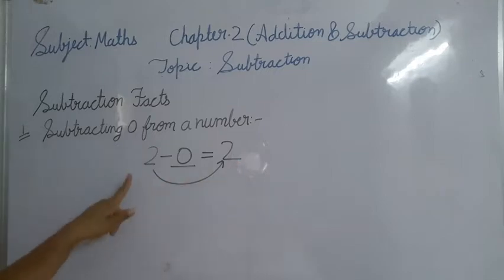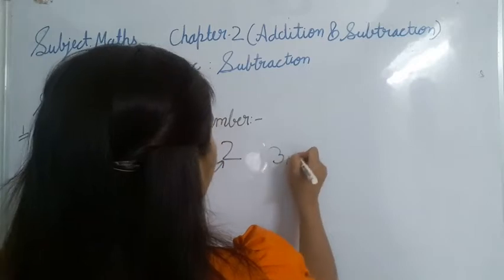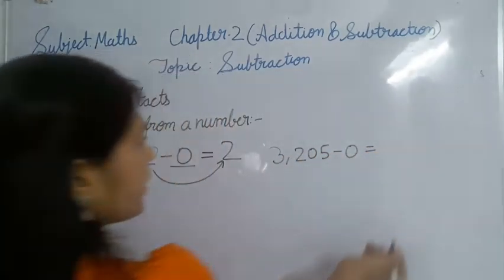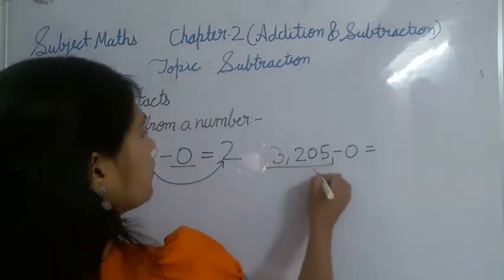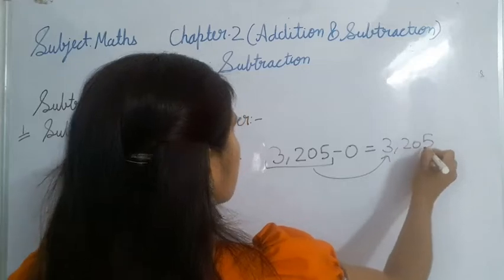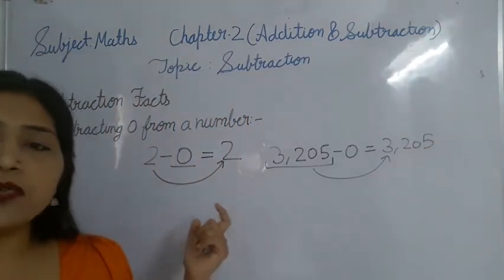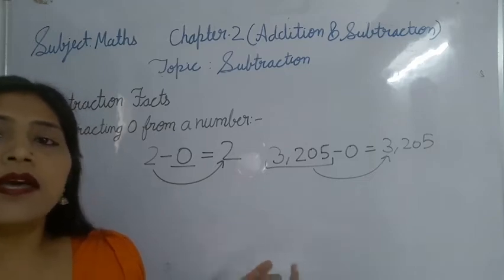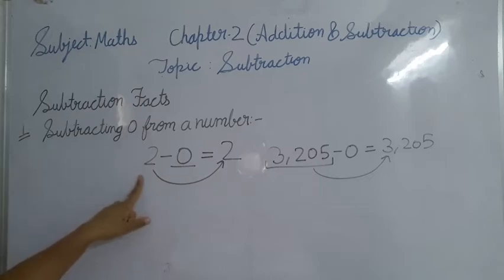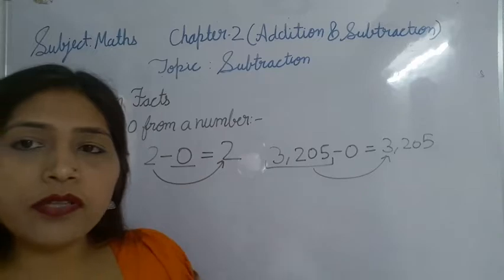Okay, so it is applied for the bigger number also. If I am writing here 3205 minus 0, so you will get the same number here, 3205. Like addition, in addition also when we add 0 to any number we'll get the same number. In subtraction also, when we subtract 0 from any number, you will get the number itself, the same number. Same, it is applied for the bigger number also.